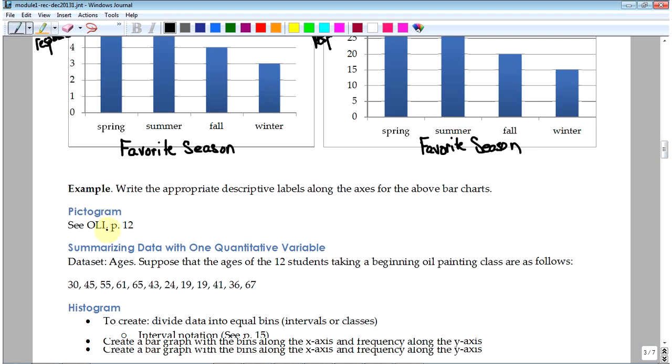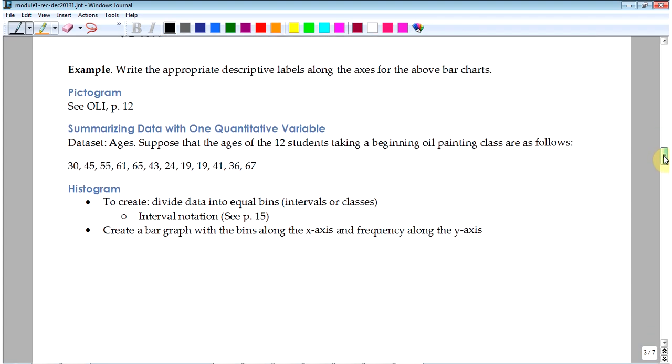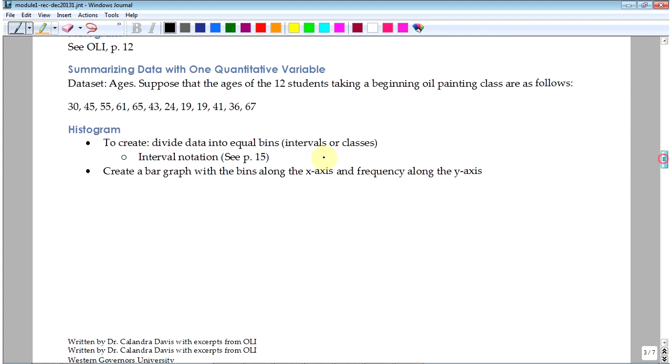Another way that you can visually represent categorical data is by using a pictogram. And so in the Open Learning Initiative, you can take a look at that on page 12. So next, let's look at how we can summarize data with one quantitative variable. So for our data set, we're going to look at some ages.